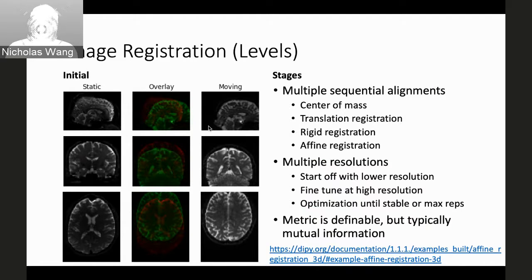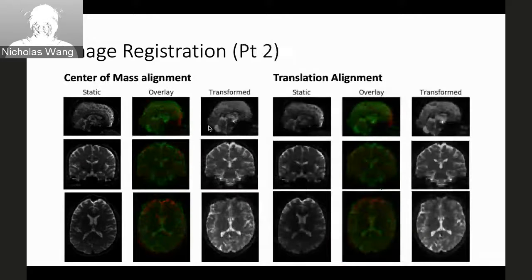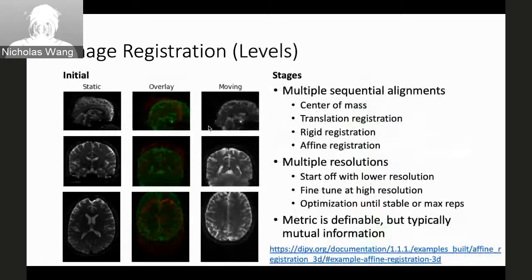And so here's this initial registration after center of mass registration. You can kind of see the shift. This is the initial alignment. And then here's the center of mass where you just put them on top of each other.